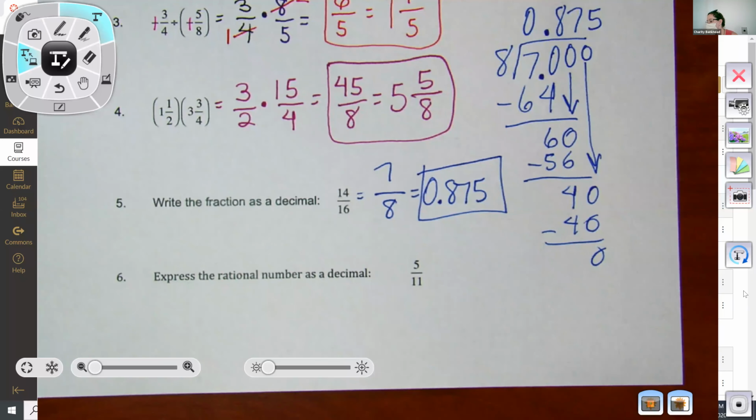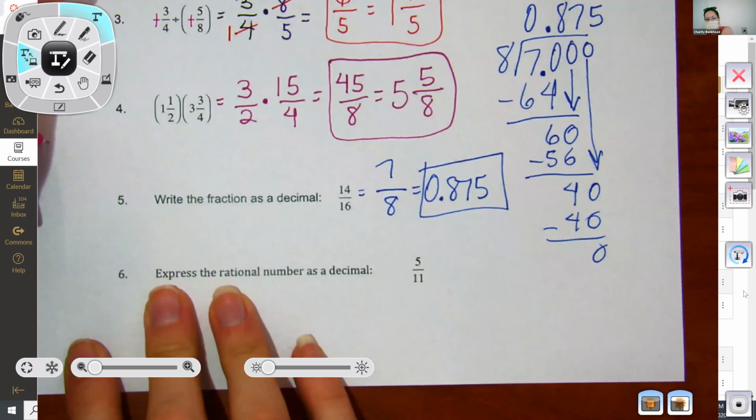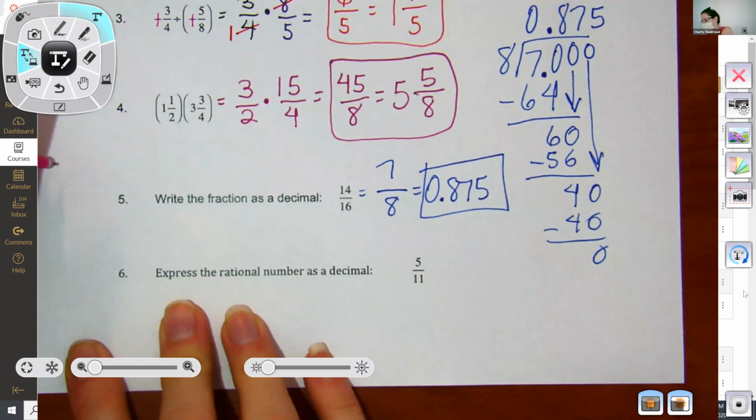All right, and then number 6, same thing. All right, so that can't be reduced, so I'm just going to go ahead and divide it. So 11 into 5.